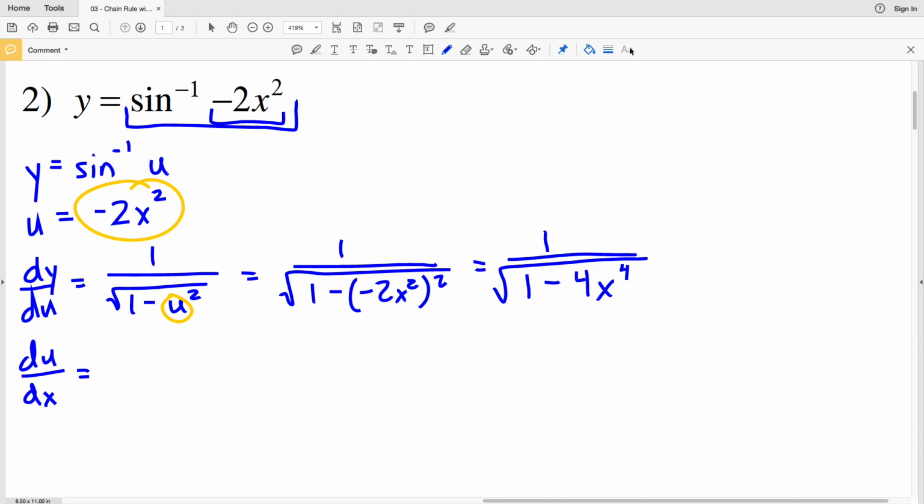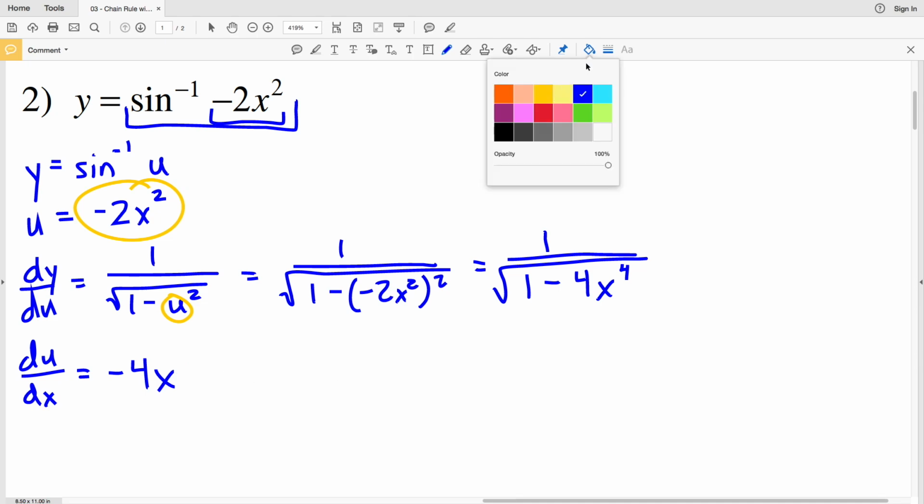So the derivative of u with respect to x is the derivative of negative 2x squared. 2 will get multiplied to negative 2, so that's negative 4, and then we're subtracting 1 from that exponent value. So we'll have negative 4 times x to the 1st, or negative 4x.